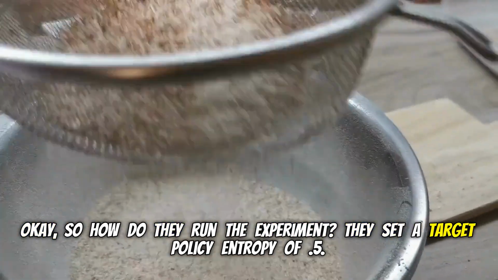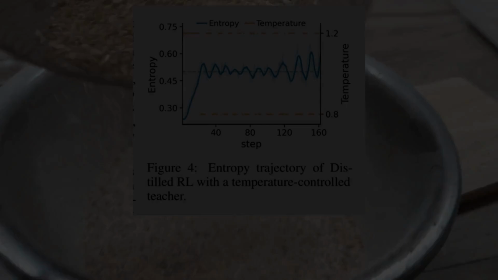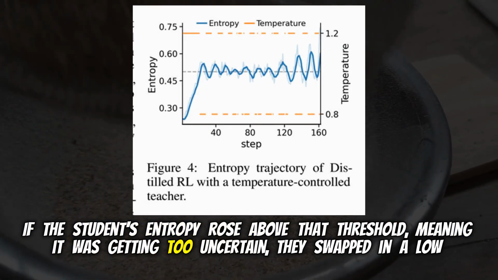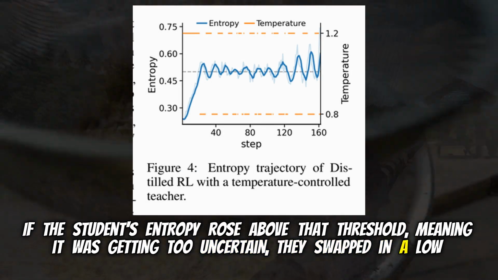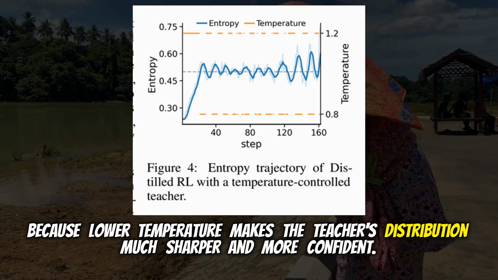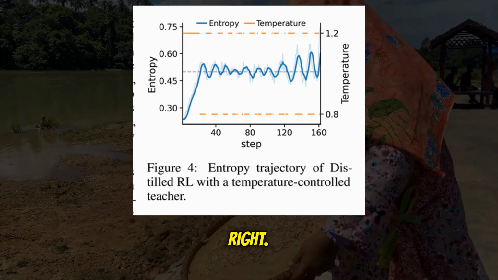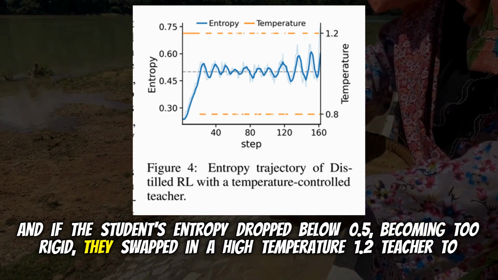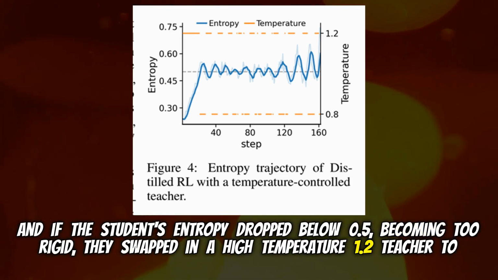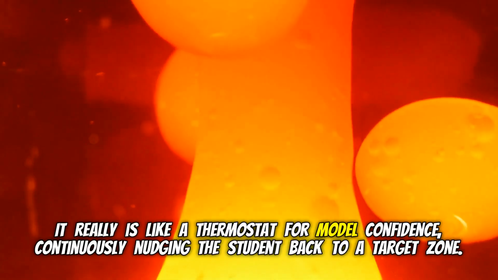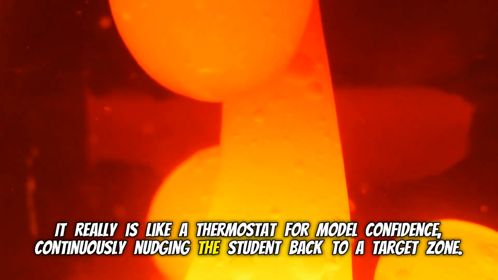They set a target policy entropy of 0.5. If the student's entropy rose above that threshold, meaning it was getting too uncertain, they swapped in a low temperature 0.8 teacher. Because lower temperature makes the teacher's distribution much sharper and more confident. Right. And if the student's entropy dropped below 0.5, becoming too rigid, they swapped in a high-temperature 1.2 teacher to soften the distribution.